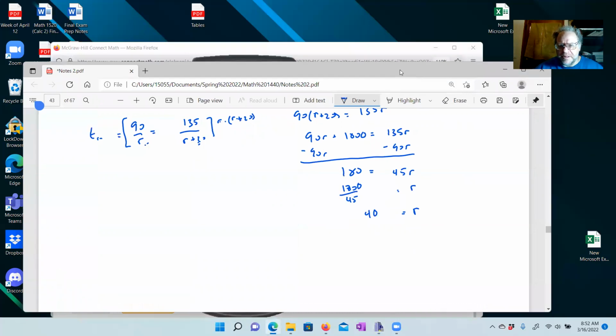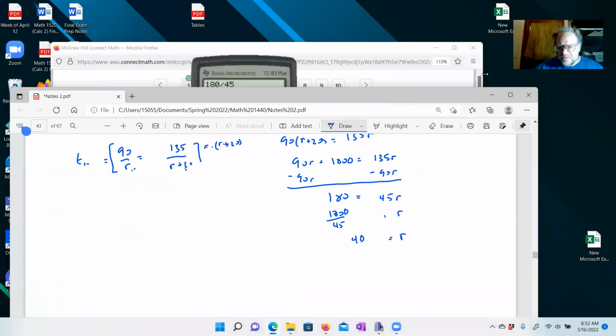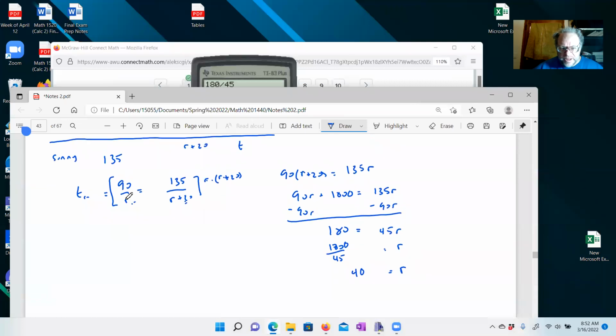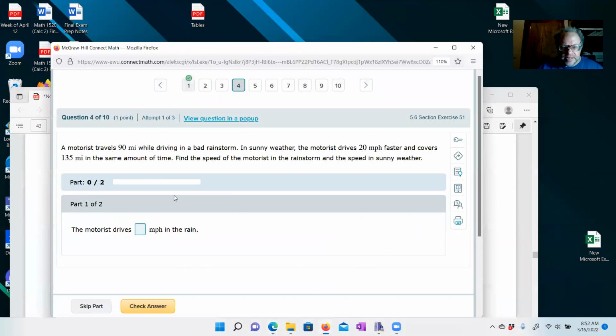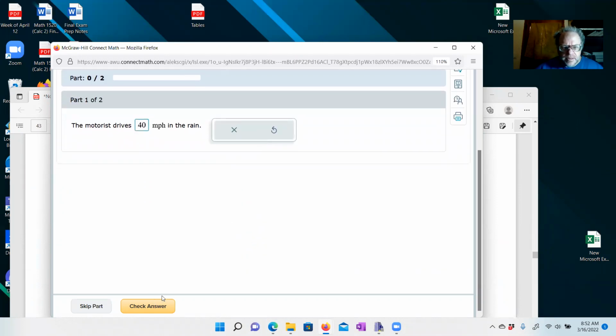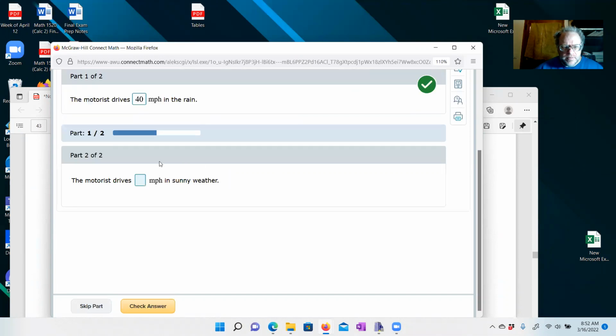Okay, that looks a little bit better for a problem. So R is 10, so 40 miles per hour in the rain, and it's going to be R plus 20. So this is rain. And in good weather, this person drives at 60 miles per hour. So the person drives 40 miles an hour in the rain, and 60 miles an hour in good weather.